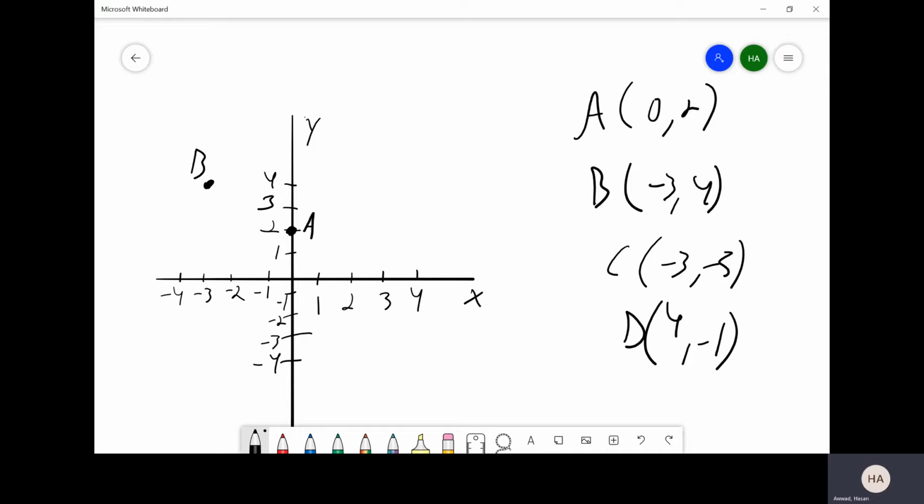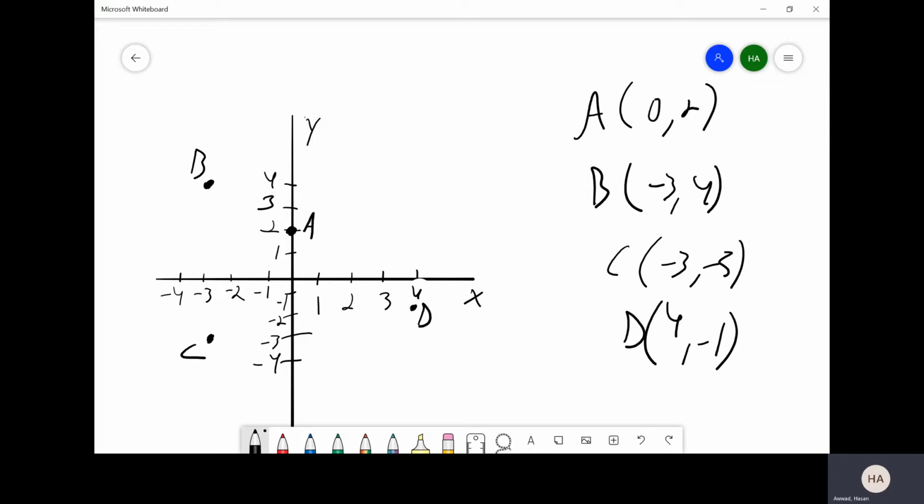C is going to be negative 3, negative 3. Well, that means that we're going 3 units to the left of 0 on the x-axis, and also 3 units down on the y-axis. So that's going to give us a point just about here, and we can call this one C. And finally, D is 4 units over on the x-axis and 1 unit down on the y-axis. I'm just going to make the 4 a little bit smaller. There we go. So our point is going to lie somewhere right around here, 4 units to the right and 1 unit downward. Okay, and we would call this D.